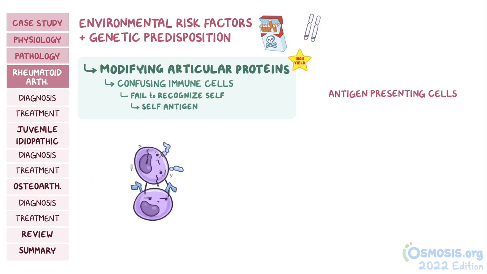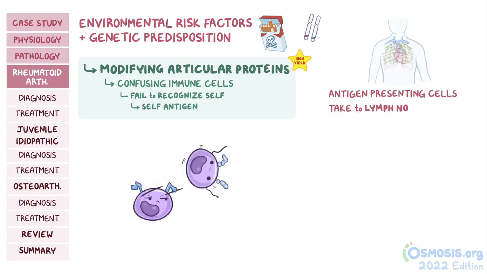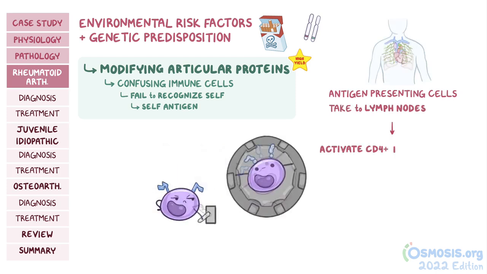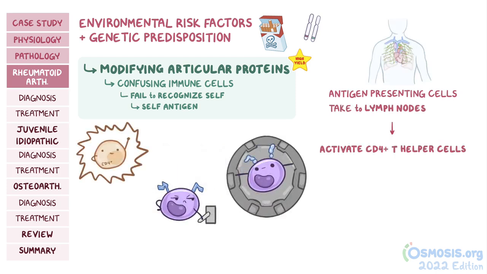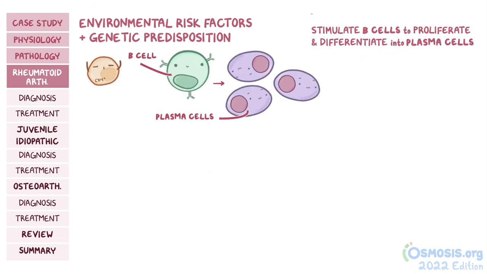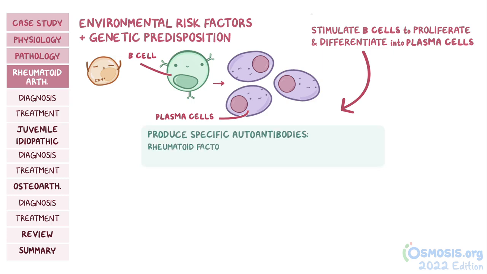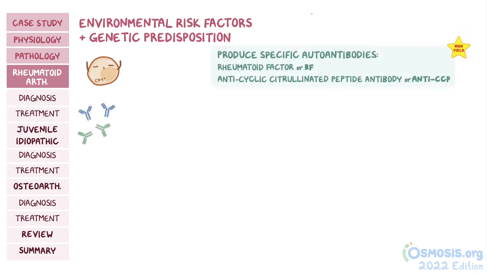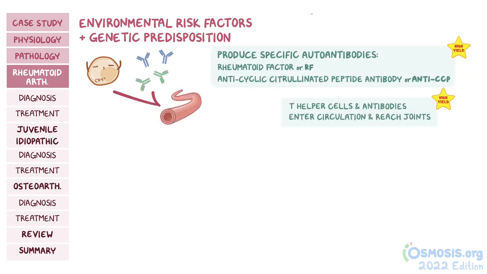Antigen-presenting cells then pick up the self-antigen and take them to the lymph nodes where they activate CD4-positive T helper cells. T helper cells then stimulate the nearby B cells to proliferate and differentiate into plasma cells, which produce specific autoantibodies against these self-antigens, namely rheumatoid factor, or RF, and anti-cyclic citrulline peptide antibody, or anti-CCP. Soon after, both T helper cells and antibodies enter the circulation and reach the joints.